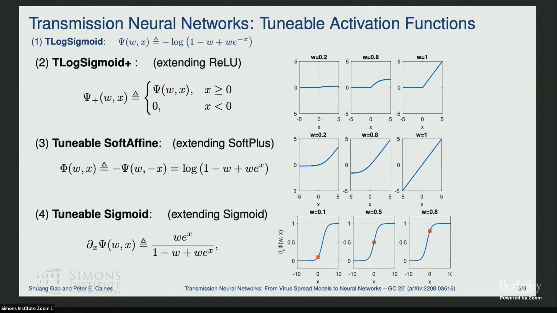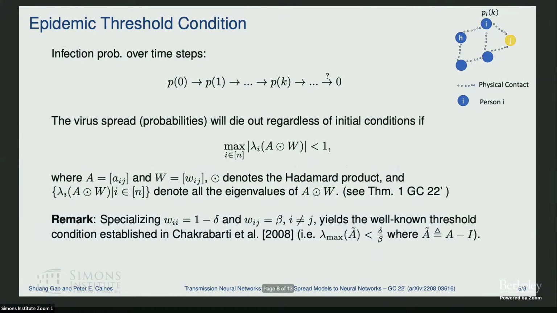And it has nice properties because the activation level actually corresponds to the parameter w. When w equals 0.5, this is then the standard sigmoid activation. We can use these models to simplify the analysis of the epidemic threshold.